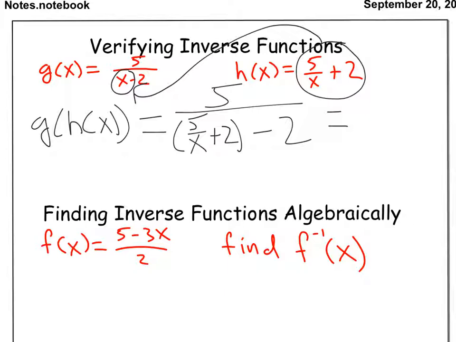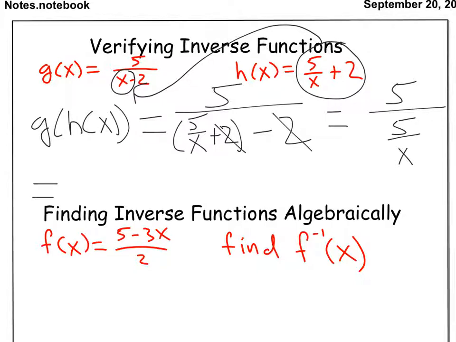Now make sure on a test, don't just set that equal to x and say, look, they're inverses. I'm expecting to see the intermediate steps. Plus, you've got to be on your toes. Maybe I gave you two that aren't inverses, and they shouldn't simplify to x. First thing that's going to happen is those will cancel, the plus 2 and the minus 2, and I will end up with that.